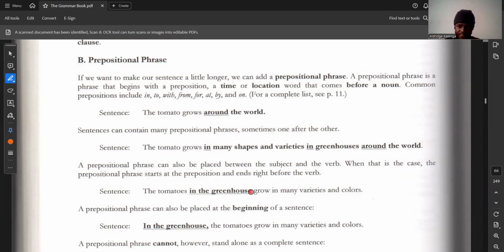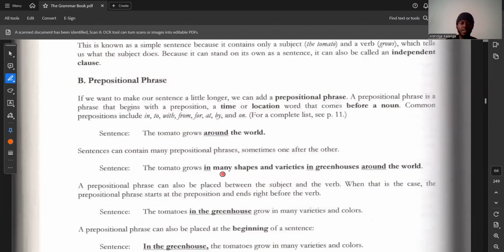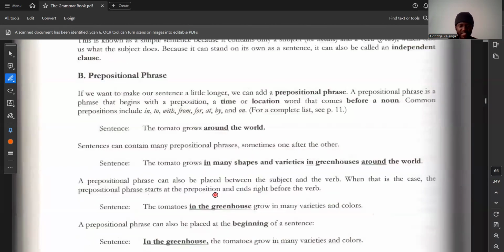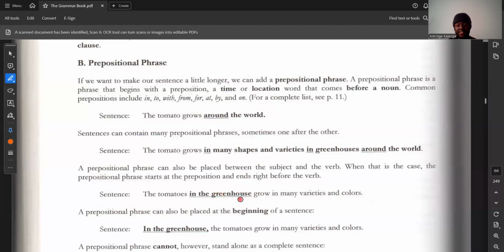You have more phrases here, and they're telling you that a prepositional phrase can be put in between a subject and a verb. And usually when it's done like that, it's almost non-essential. You can take it out. So like, the tomatoes in the greenhouse grow in many varieties and colors. I can literally remove that and just say the tomatoes grow in many varieties and colors.